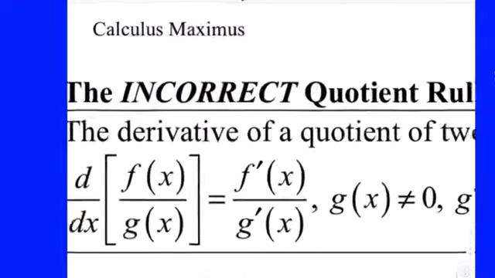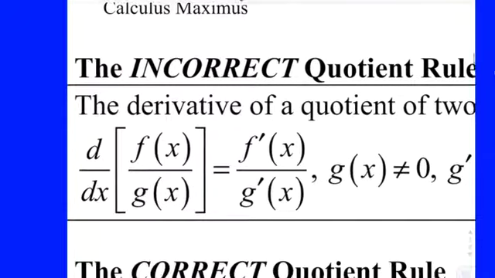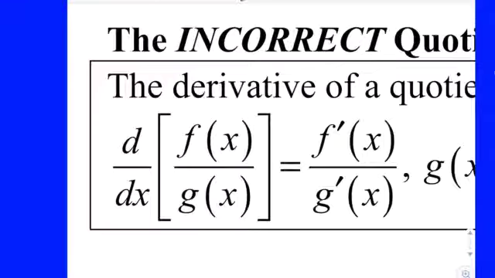All right, my favorite rule, well, one of my favorites, I kind of like them all, is the quotient rule. So here's the incorrect quotient rule. The derivative of a quotient is the quotient of the derivatives. If only, right? What would be the attempt of someone here?